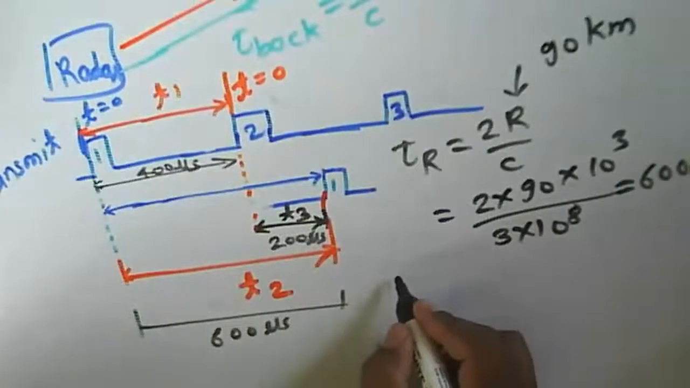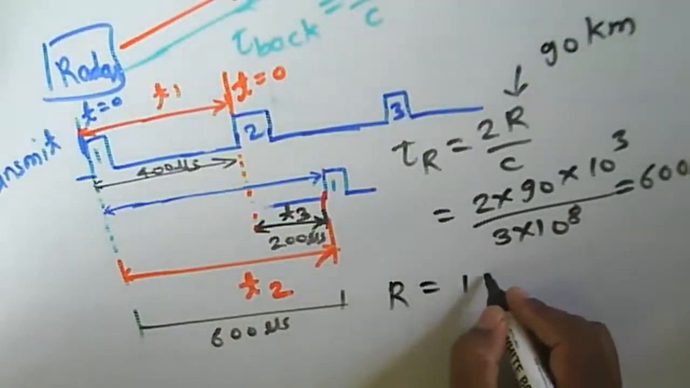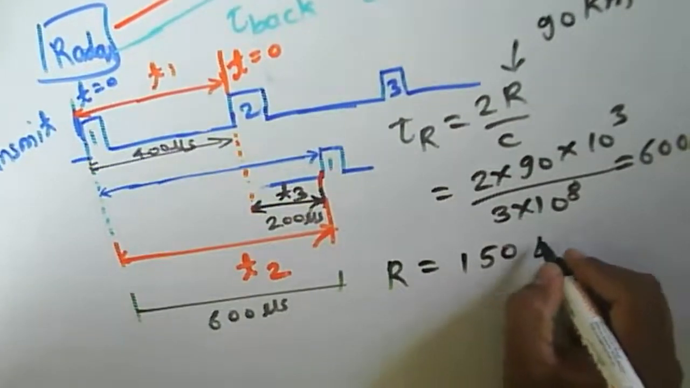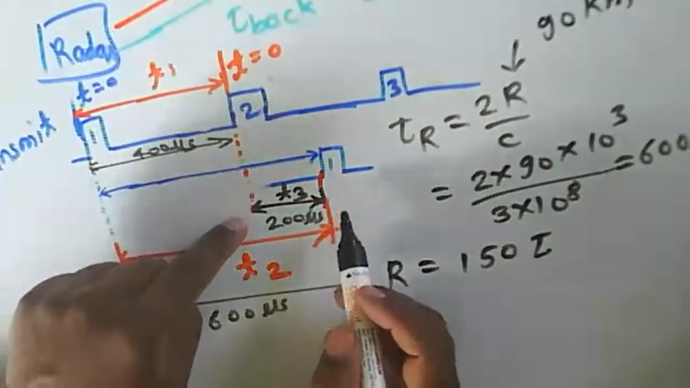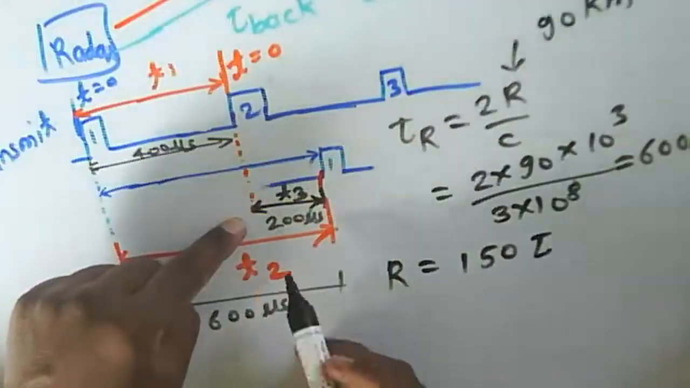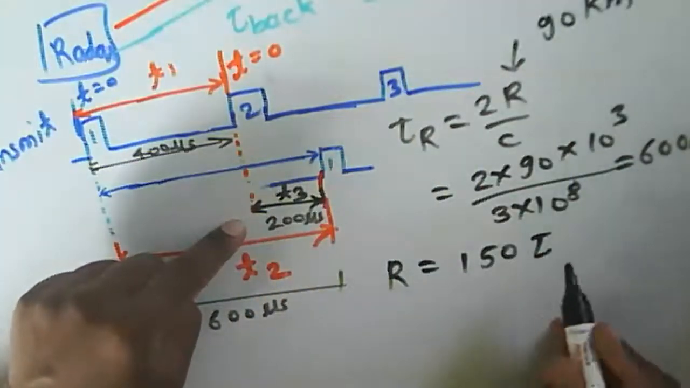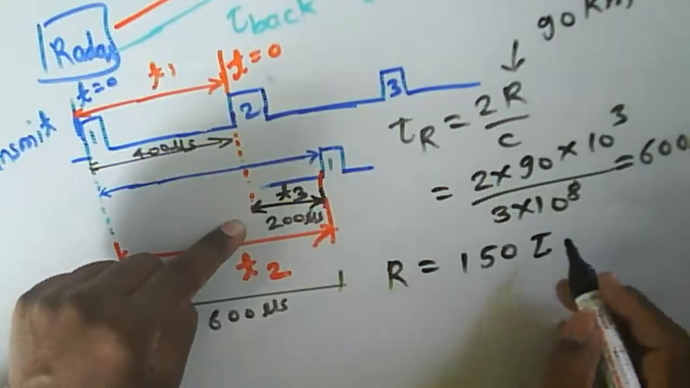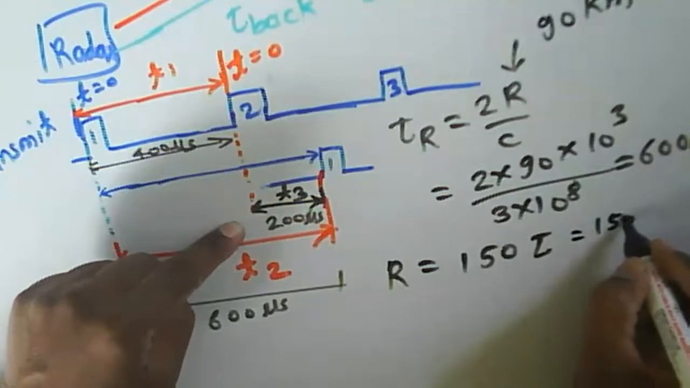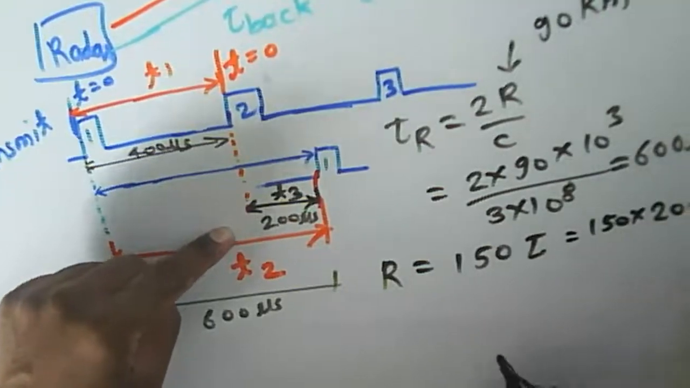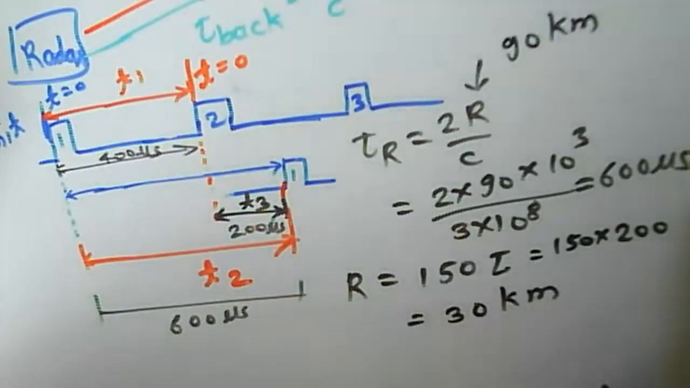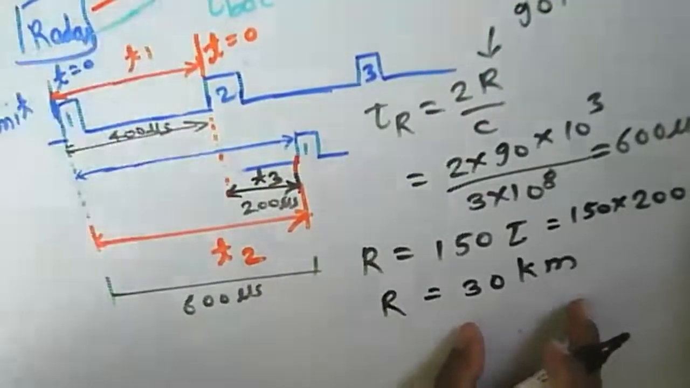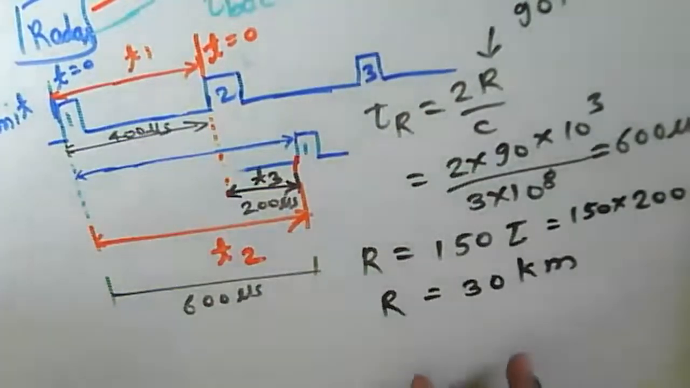Now using this formula, range is equal to what? Earlier we calculated 150 tau. So if I put that tau, which is 200 microseconds, because the device understands that the pulse is transmitted at t equal to 0 and then received, so it is received at 200 microseconds. So tau is equal to 200 here, 150 into 200. If I calculate this, I get that the distance or range is about 30 kilometers. And this is nothing but the ambiguity in the range here.